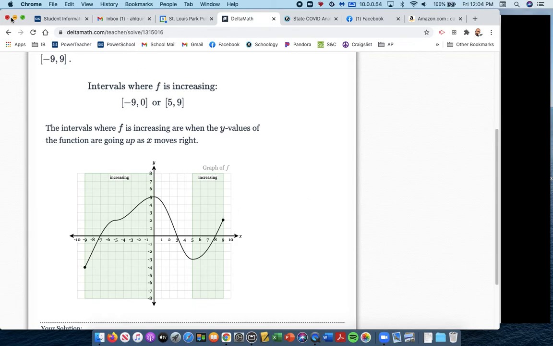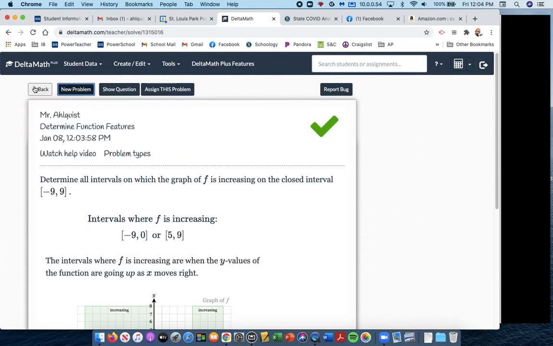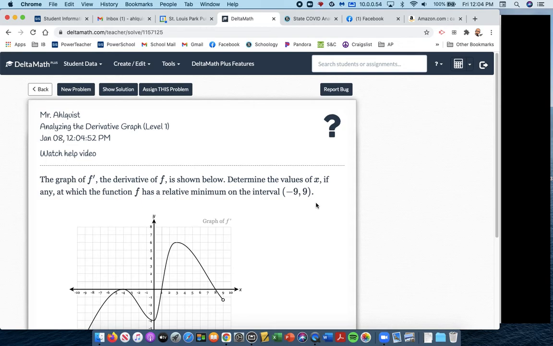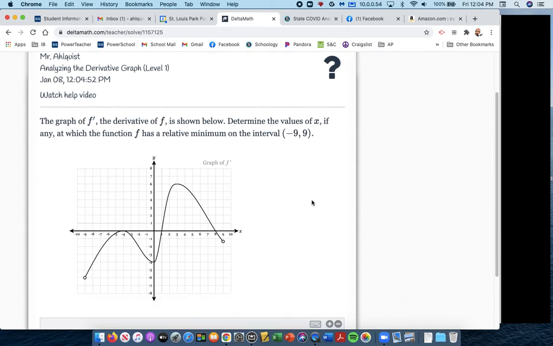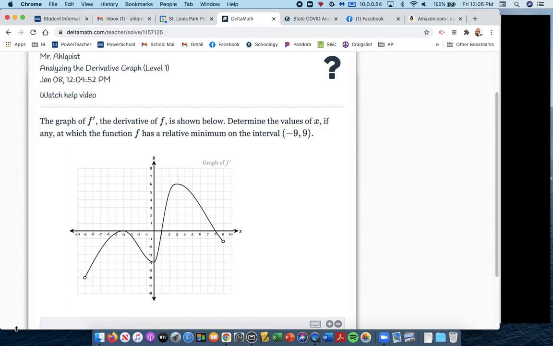Now, here's the key: what happens if you're not given the graph of f and you're given the graph of f prime? How does that change? If you look at this one, this is the graph of f prime. So this is the slope. So now we're given this part right here. And on this one, it's saying the graph of the derivative is shown below.